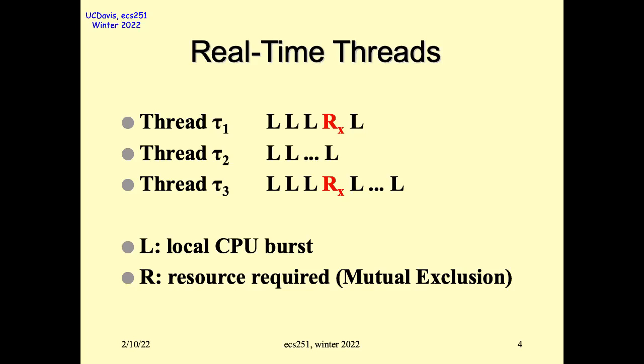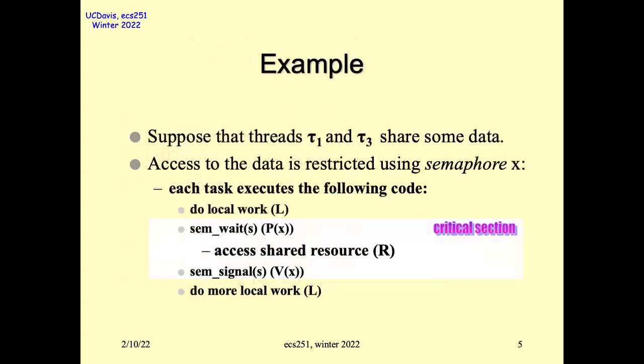But anyway, in this example, I said there was 1 critical section called RX, a particular one. That critical section was shared between thread number 1 and thread number 3. So I have 3 threads. Thread number 2 doesn't need any mutual exclusion. It only has non-mutual exclusion activity.